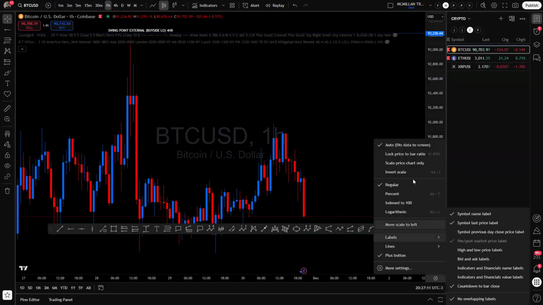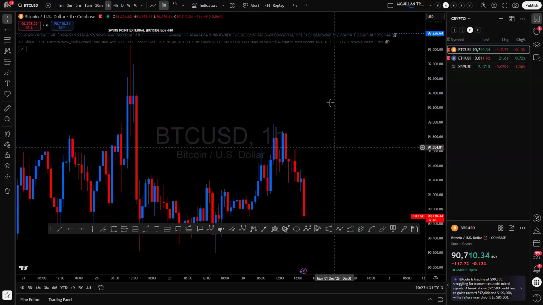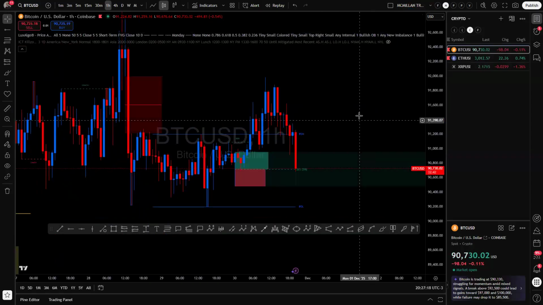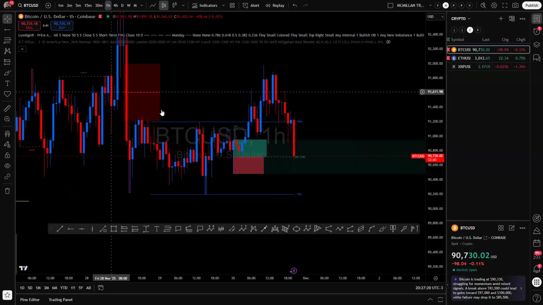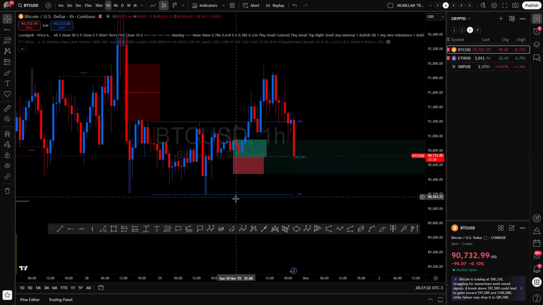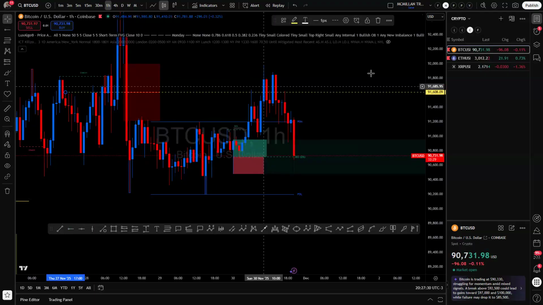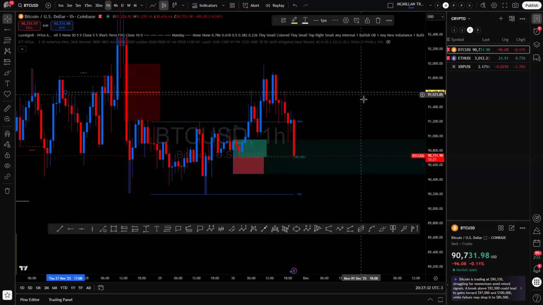I will turn on the indicator, and we'll see that price did manipulate outside of both sides of the liquidity here. So they manipulated this 1 hour fair value gap. So this is what we will want to mark up, the 1 hour fair value gap.